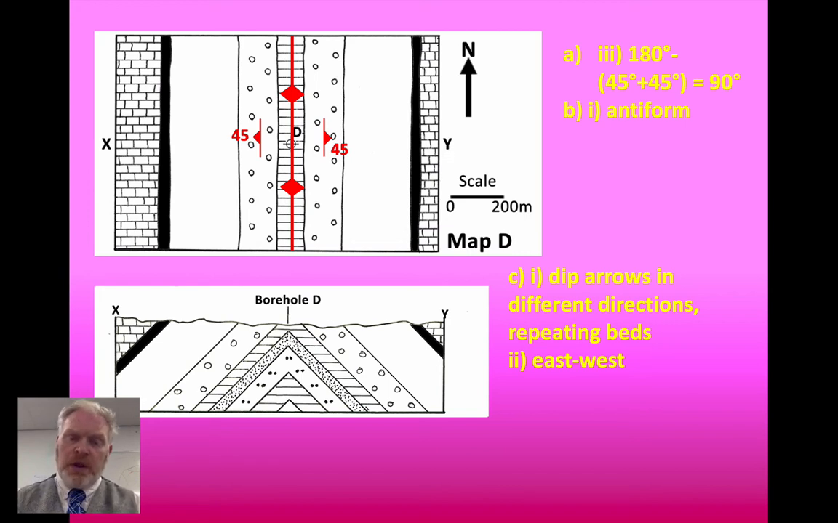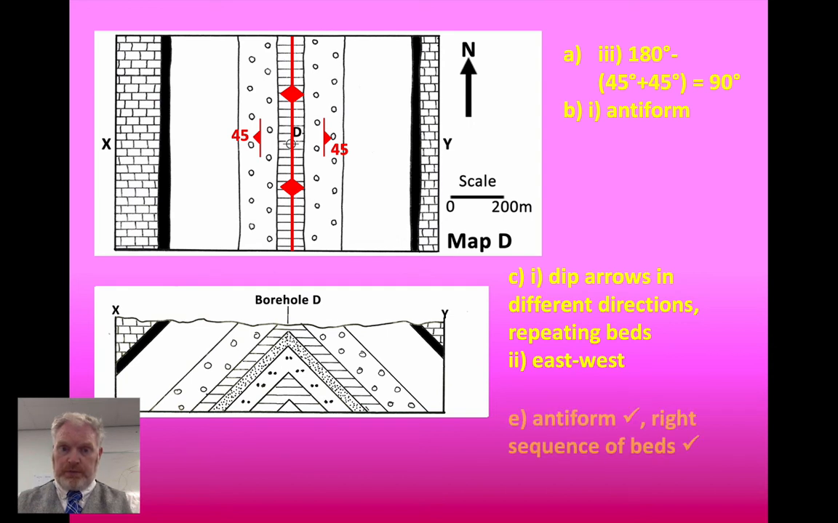Now, those of you that dug deeper were asked about the potential for this as a trap for hydrocarbons. It is possible. It is an antiform. We know we get antiformal traps. And we've got the right sequence of beds. We've got an organic rich shale sitting below a greywacke and a desert sandstone that will have some permeability and porosity. So you have got a source rock, you've got a reservoir rock, and there's a shale above that to act as a cap rock.